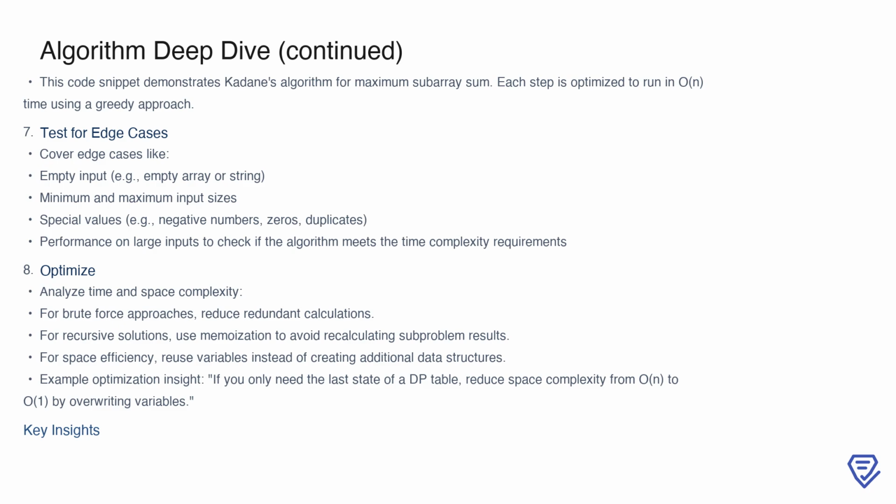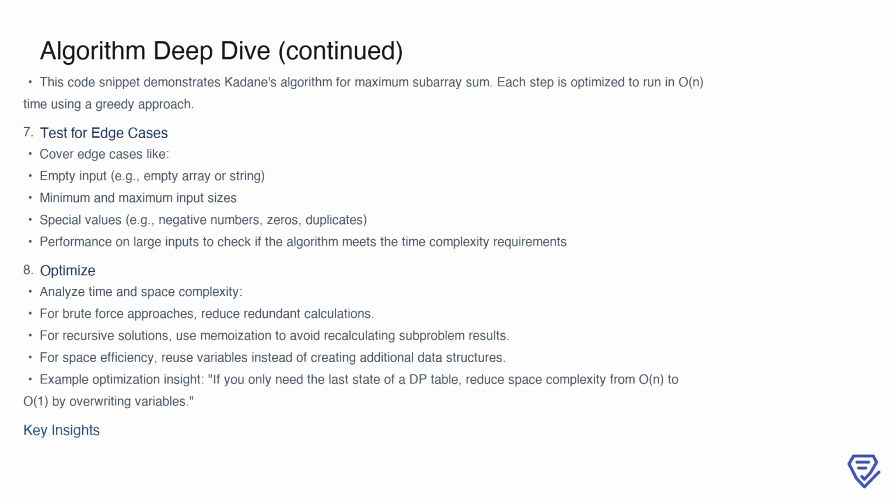For example, how does it behave with an empty input, such as an empty array or string? What happens with the smallest or largest possible input sizes? Special values, like negative numbers, zeros, or duplicates, should also be considered. Additionally, testing the algorithm on large inputs verifies whether it adheres to the expected time and space complexity.